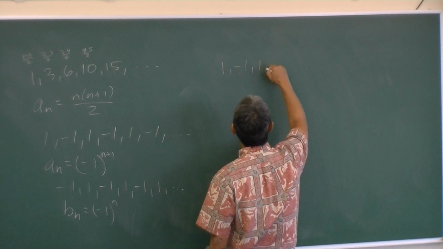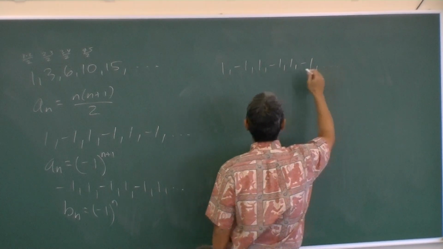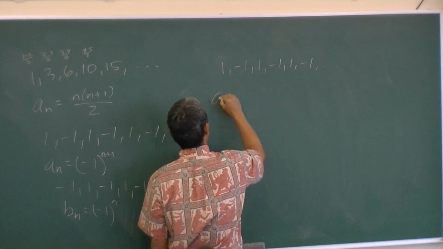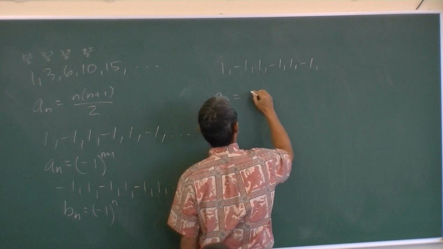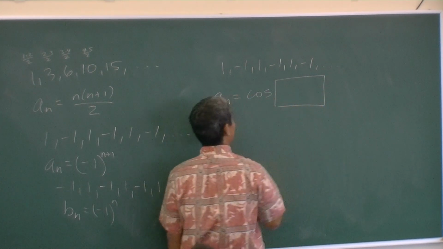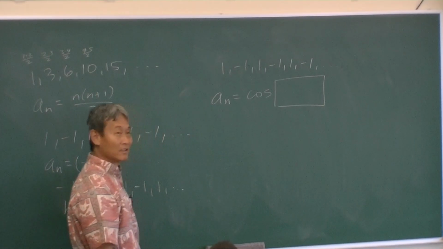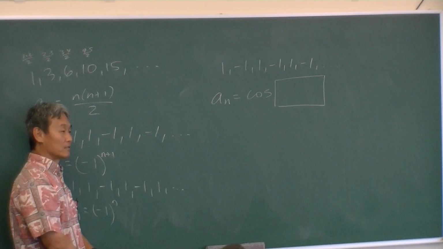1, negative 1, 1, negative 1. Okay, the same sequence. This is the kind of problem you can see on the test. I'm going to give you a formula like this: cosine, box. Fill in the box. What explicit formula will give you these numbers here? Fill in the box.